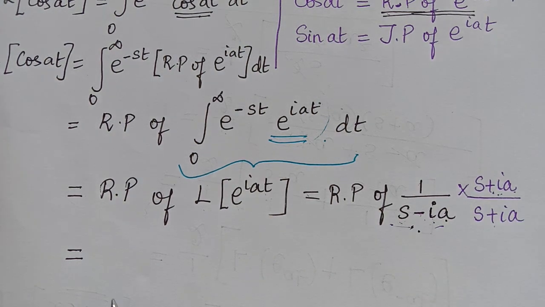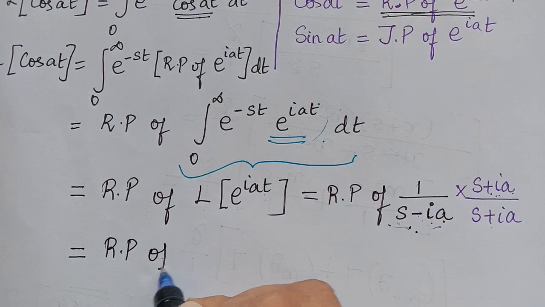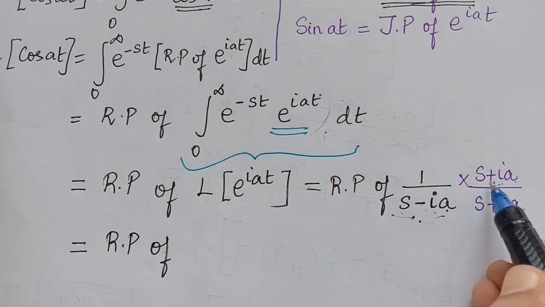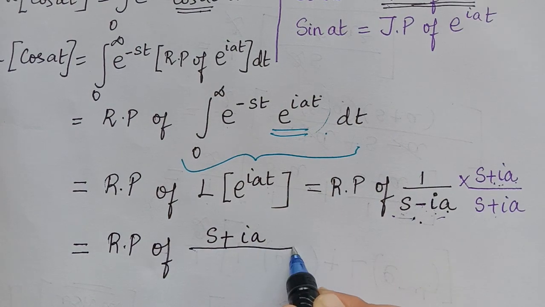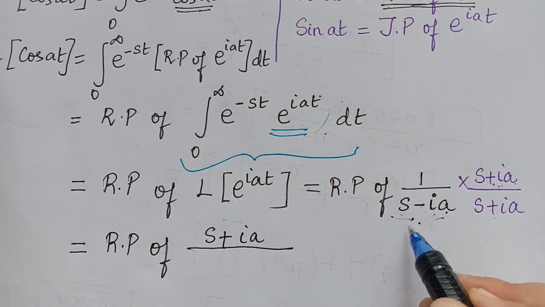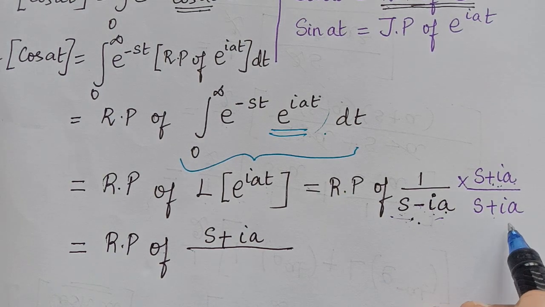So this will be further equal to real part of, now here 1 multiplied with this is s plus ia, divided by, now here you have, this is like a minus b multiplied with a plus b. So what is the formula? a square minus b square.